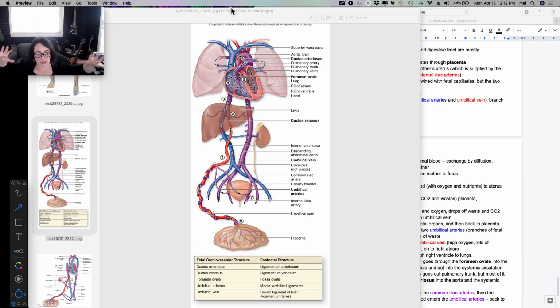Start with the mom. Mom is going to deliver high oxygen, high nutrient blood to the wall of her uterus.